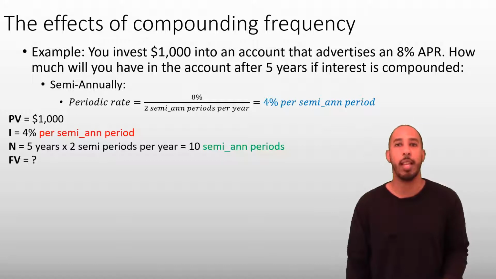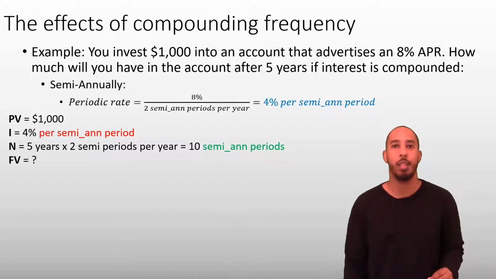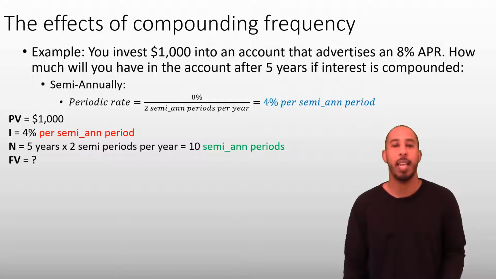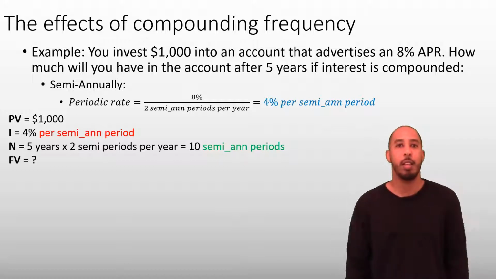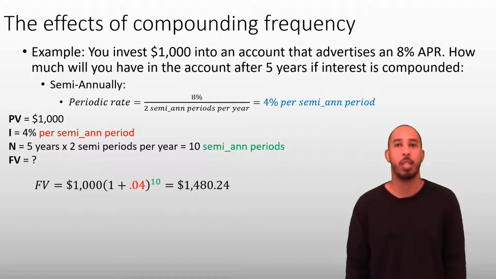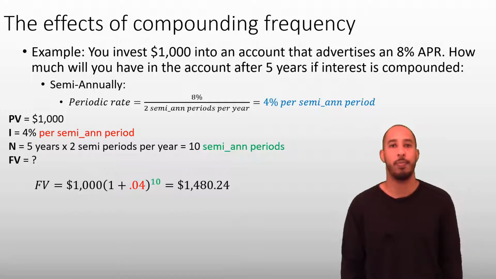It's important to notice that the time units on I and N match up. We're not investing for 10 years. Instead, we're investing for 10 semi-annual periods. I think it's always good practice to specify the time units next to the number as I did here. 4% per semi-annual period and 10 semi-annual periods. This helps to make sure that you remain consistent with the units. Finally, we're solving for future value. Putting the values into the future value equation, we get 1,480. That's what's going to be in the account at the end of the 5 years.